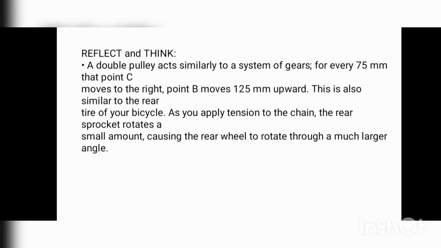Reflect and think. A double pulley acts similarly to a system of gears. For every 75 millimeter that point C moves to the right, point B moves 125 millimeter upward. This is also similar to the rear wheel of your bicycle. As you apply tension to the chain, the rear sprocket rotates a small amount, causing the rear wheel to rotate through a much larger angle. So that's all, and thank you.